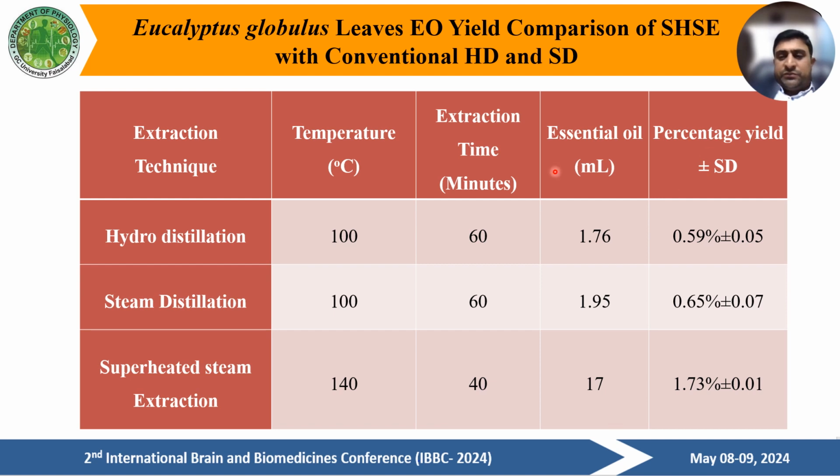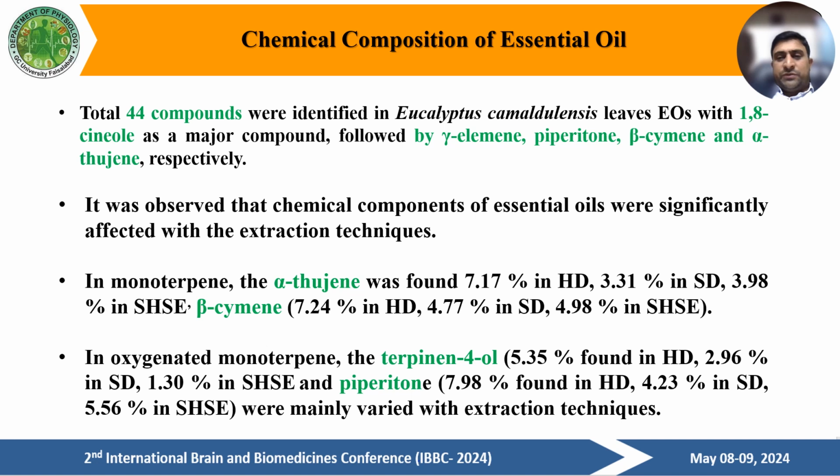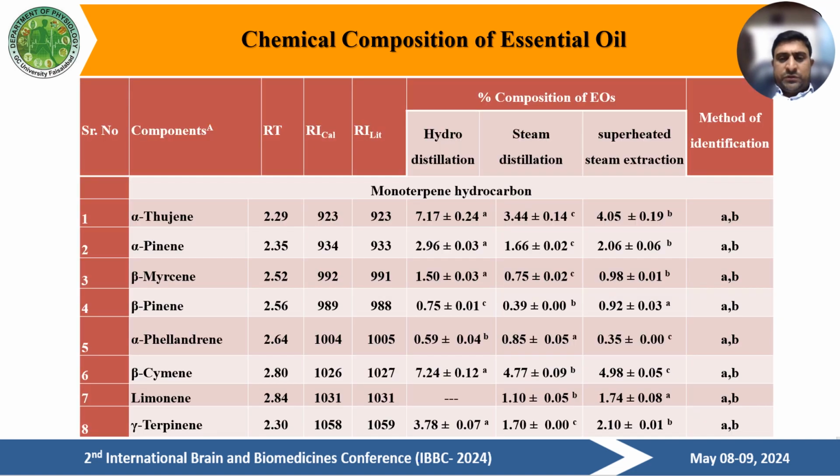We compared these optimum condition results with hydro steam distillation, which showed that the yield was gradually increased and a three-times higher yield was obtained as compared to steam and superheated steam. So this technique is quite good for extraction of essential oil. The chemical composition was studied by GC-MS, and it showed that overall 24 compounds are present in the essential oil, with 1,8-cineole as the major compound, followed by gamma-terpinene, and others. So these are the results of the GC-MS.